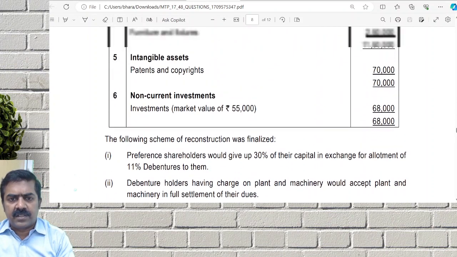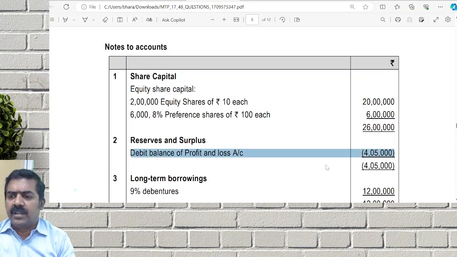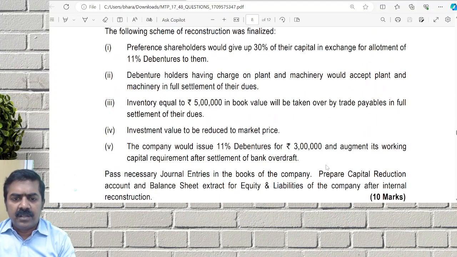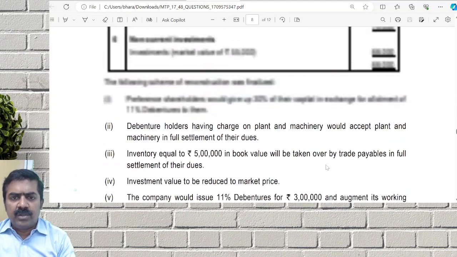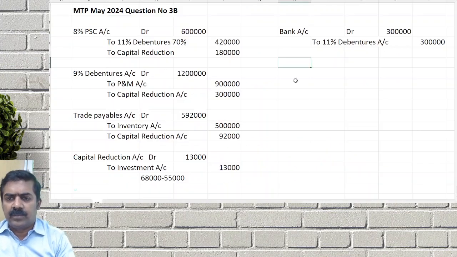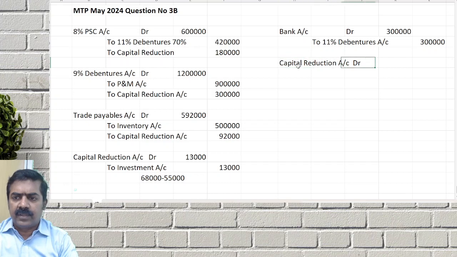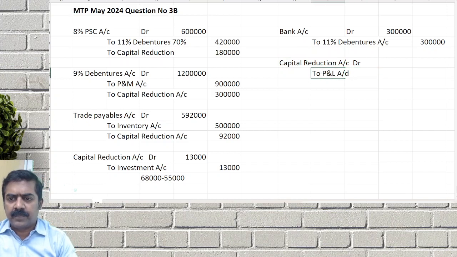Then what is given next? We have to write off compulsorily which one? Debit balance in which one? P&L account. Do they ask you to write off any intangible assets, etc.? So capital reduction account debit to which account? The P&L account debit balance you have to eliminate. How much? 4,05,000 we need to eliminate.